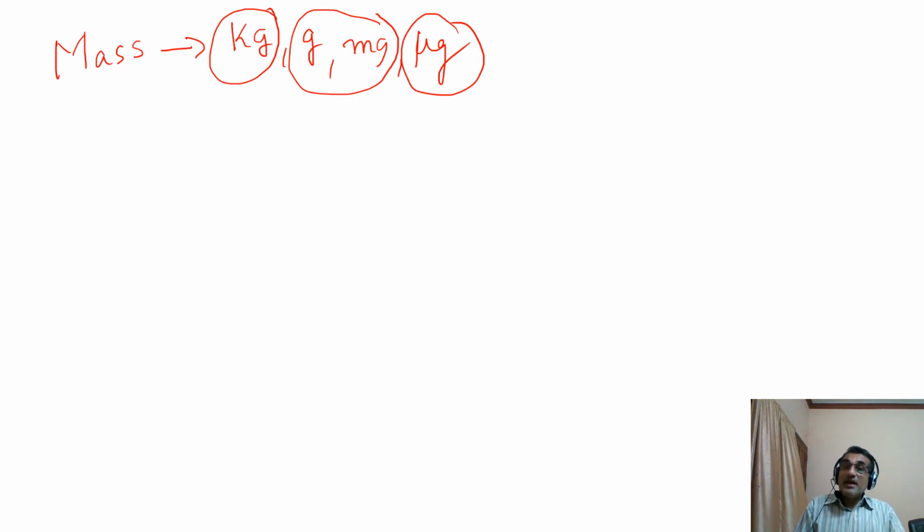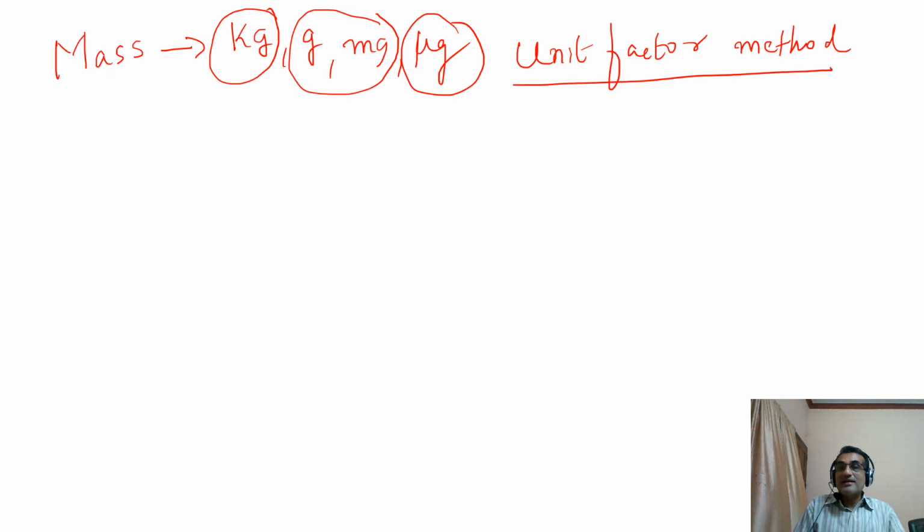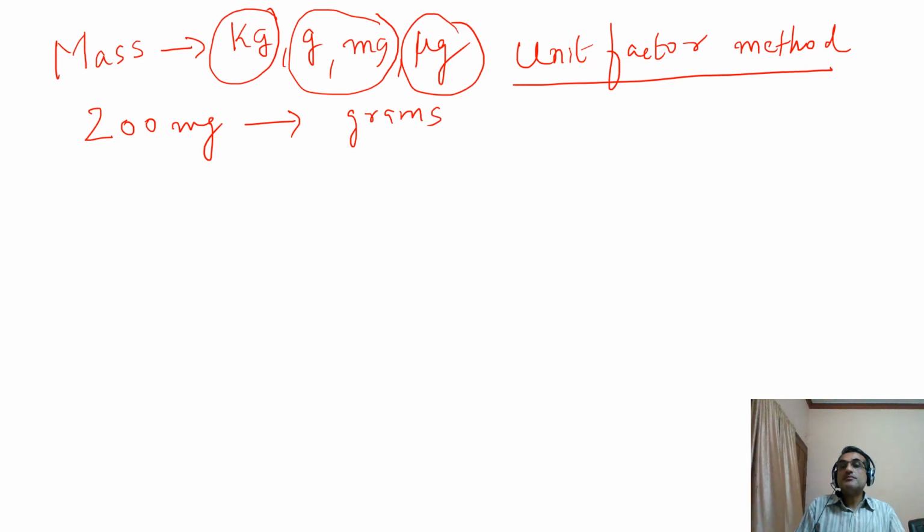So, what is a systematic method for converting units from one system to another system? That method is called the unit factor method. It also has names like dimensional analysis, factor label method, etc. Let me take up this question. 200 milligrams has to be converted to grams. Let this be my question.